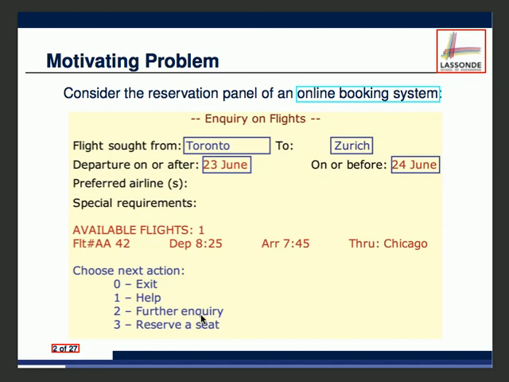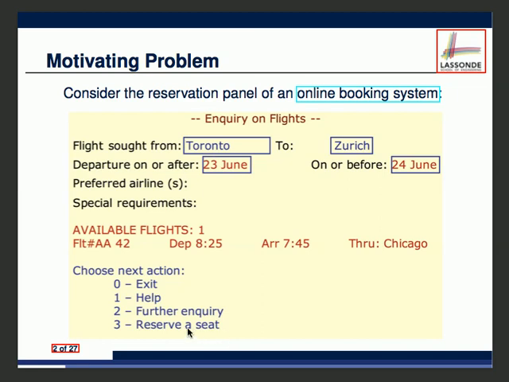But now let's make it a little more explicit so you know what transitions you might have to support. You can type 0 to say now I want to exit. Or you can type 1 for the help menu. Or you can type 2 for any further inquiry. Or you can type 3 to reserve a seat. That's the system we want to support.